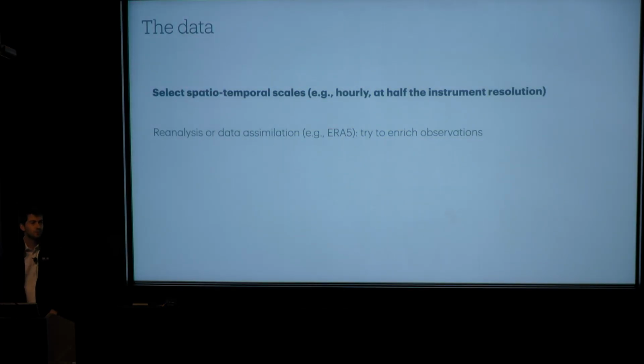All right. So general principles. The first one is very easy. Of course, select the spatial and temporal scales that you want to study in the data. In our case, we wanted to study hourly evolution at the scale of the telescope, or with just a downsampling of a factor 2. This is obvious.